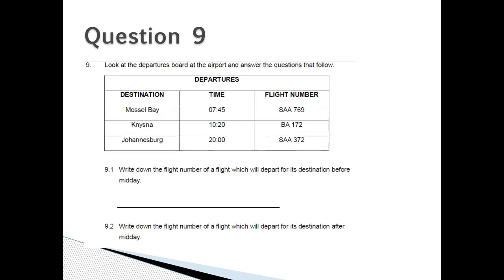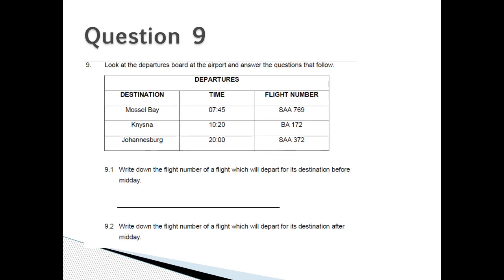Look at the departures board at the airport and answer the questions that follow. Your destination, Mossel Bay. Time, 7:45. Flight number, SAA 769. Knysna. Time, 10:20. Your flight number is BA 172. Your destination is Johannesburg. Departure time 2000 hours. Your flight number is SAA 372.